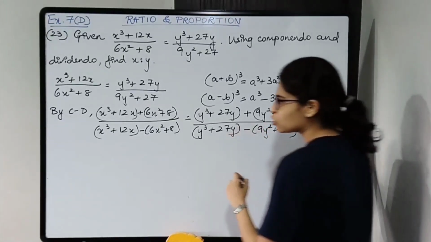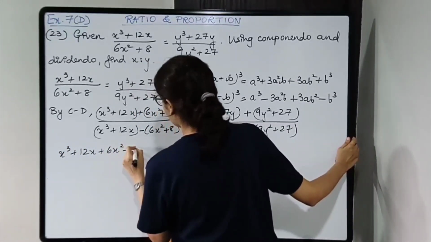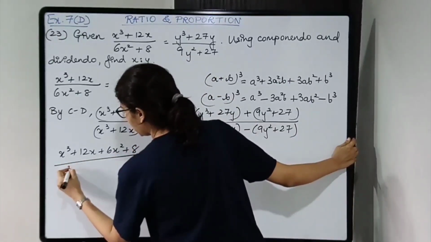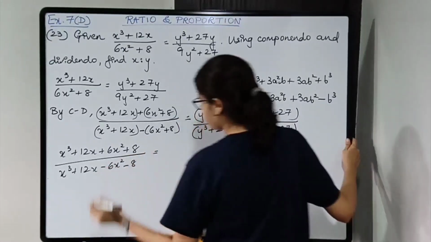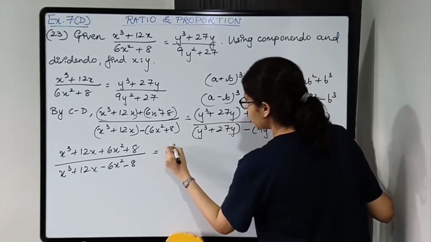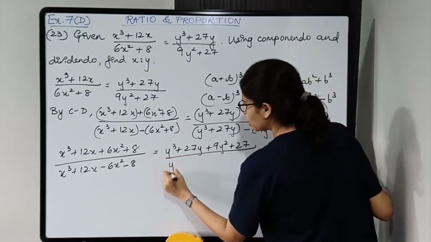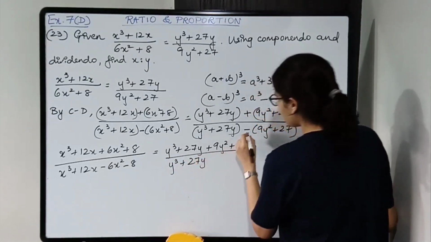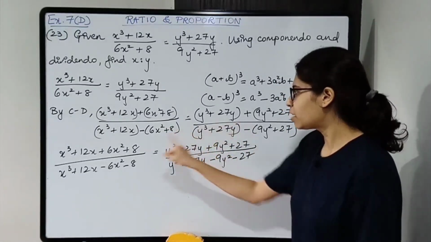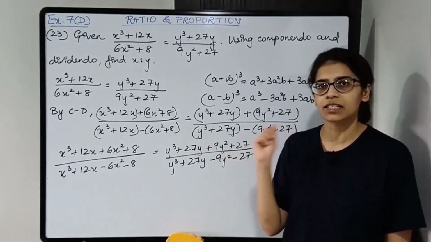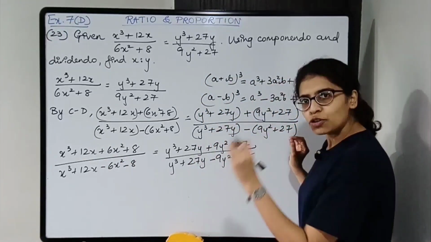So now opening the brackets on both the sides. x cube plus 12x plus 6x square plus 8 upon x cube plus 12x minus 6x square minus 8. यहाँ पे y cube plus 27y plus 9y square plus 27 upon y cube plus 27y minus 9y square minus 27. So denominator में you have to be careful because minus sign है, so on opening the brackets the signs will change. Okay.